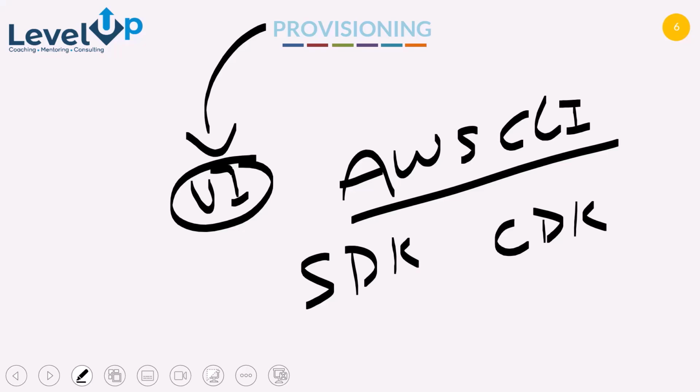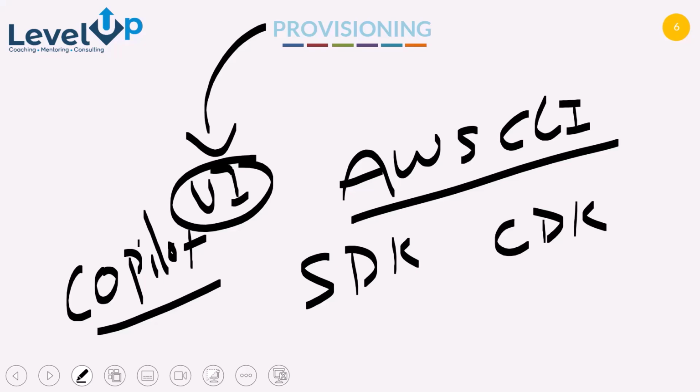Now we also have an option called Copilot. With the help of Copilot also, we can launch containers. So that means there are four options for how we can provision the containers. One is called the AWS Management Console. Second one is the AWS CLI. Third, the SDK, which stands for Software Development Kit, or Copilot.